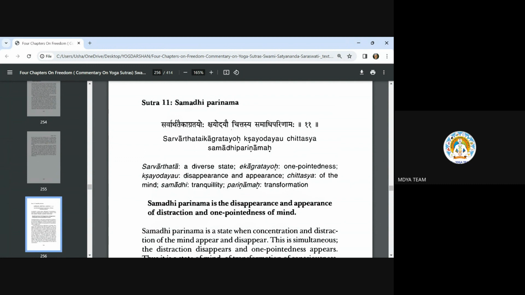Clear? Ma'am, could you please repeat again? See, these are the two methods for transforming the mind: Abhyasa and Vairagya. Now, how do we apply Abhyasa? We apply Abhyasa for the increase of nirodha samskaras. And we apply Vairagya for the decrease or decline or elimination of vyutthana samskaras.